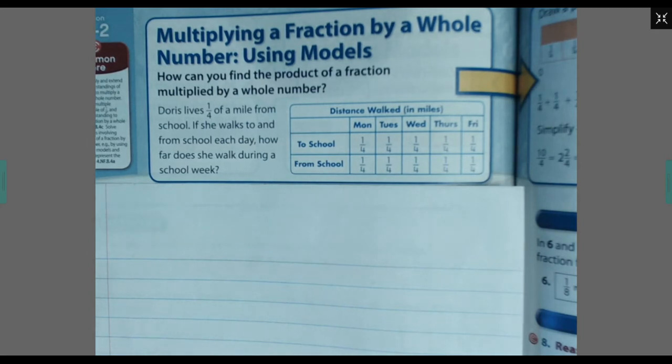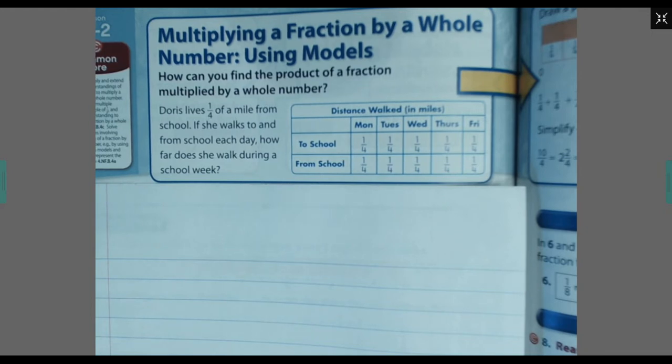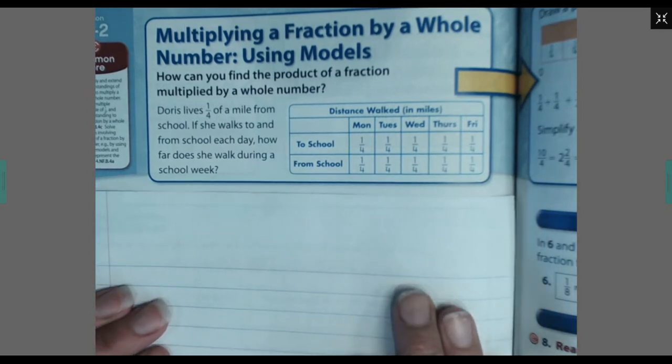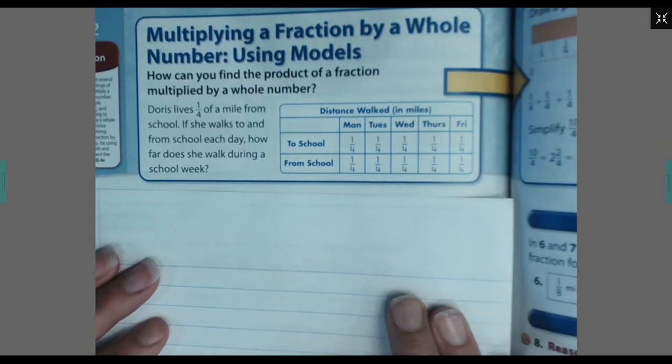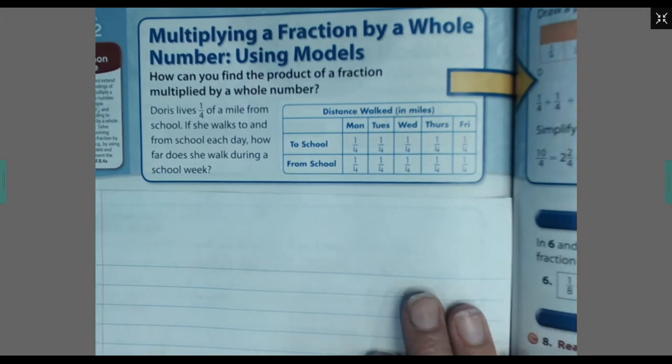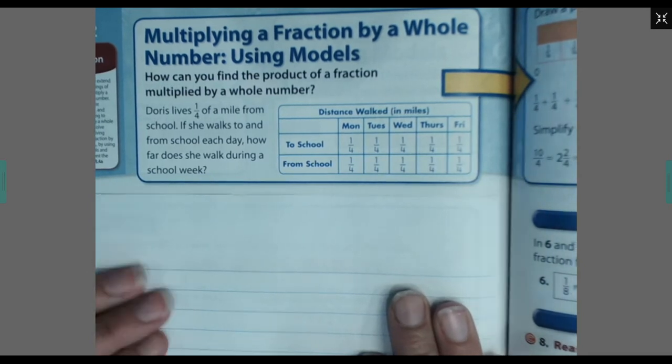So in this video, we're going to be multiplying a whole number by a fraction. And this will give you a good visual about why it is that we only multiply our numerators by our numerators and our denominators by our denominators for multiplying fractions. So here is a problem. Doris lives 1/4 of a mile from school. If she walks to and from school each day, how far does she walk during a school week?